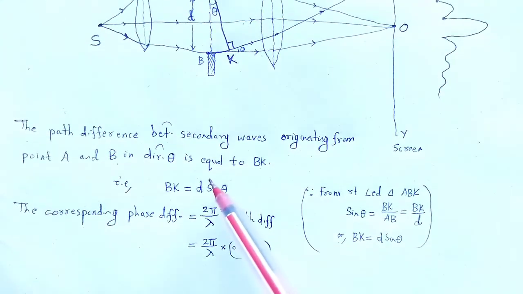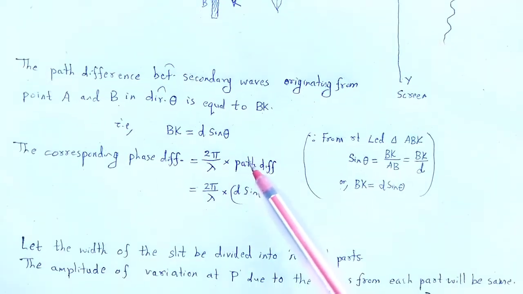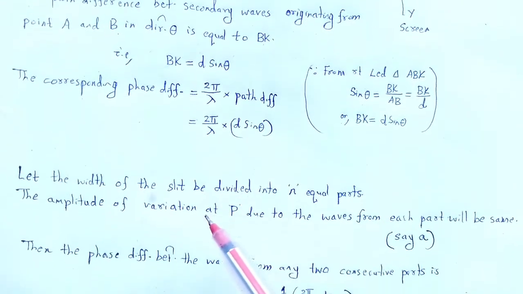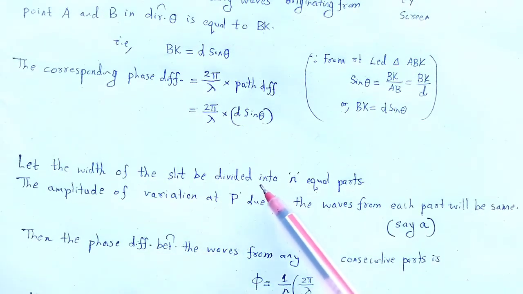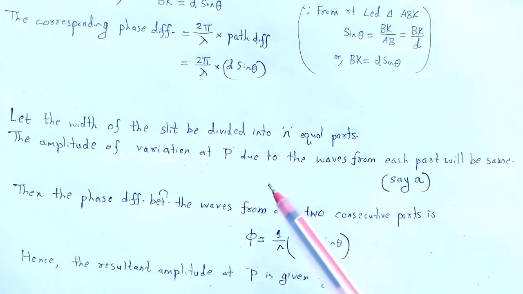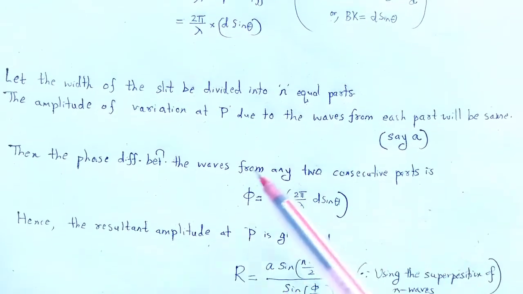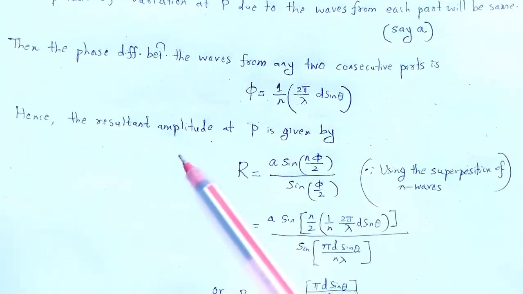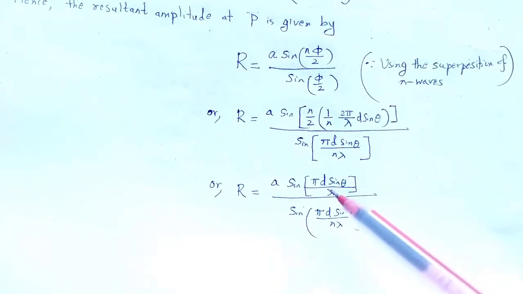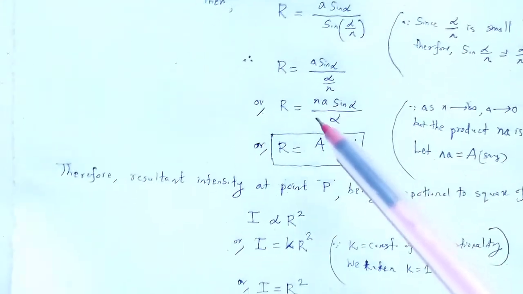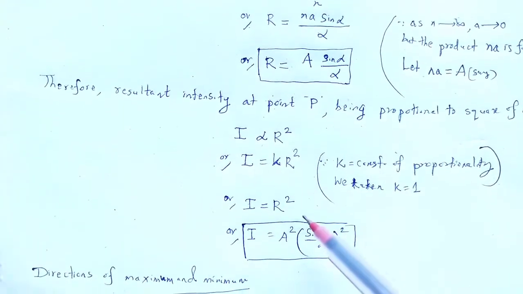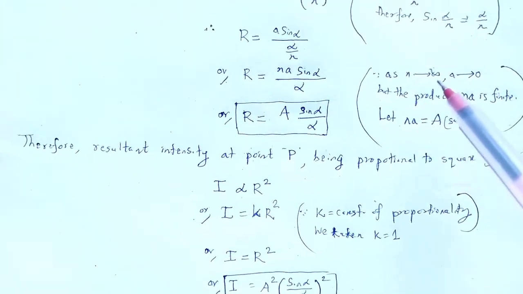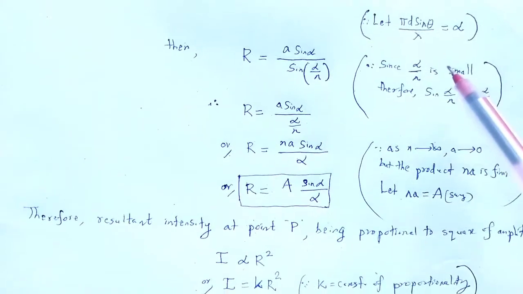First we calculate the path difference, then the phase difference, taking this slit divided into n halves, and for any two consecutive halves the phase difference, then the resultant amplitude. From the concept of resultant amplitude, we calculate the resultant intensity by taking the superposition of n harmonic waves.